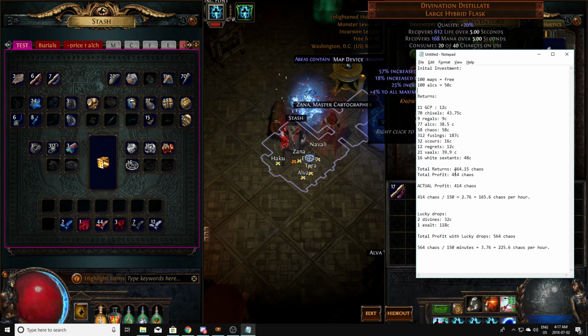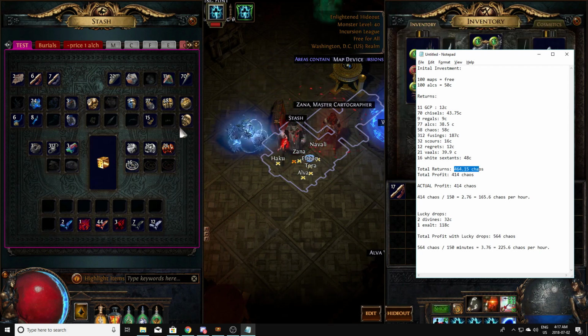That's pretty impressive though. So our total returns in just normal, non-lucky currency was 464 chaos, minus our investment initially, 414 chaos profit. Because like I said, when I actually just threw away the maps that rolled elemental reflect and whatnot, I wasted absolutely nothing. So pure profit, 414 chaos. It took 2.5 hours to run those maps. If I divide that by 150, we end up with a 2.76 chaos per minute ratio, which is 165.6 chaos per hour. At the given rate of exalts being about 120, it's basically 1.333333 exalt per hour. Not bad.